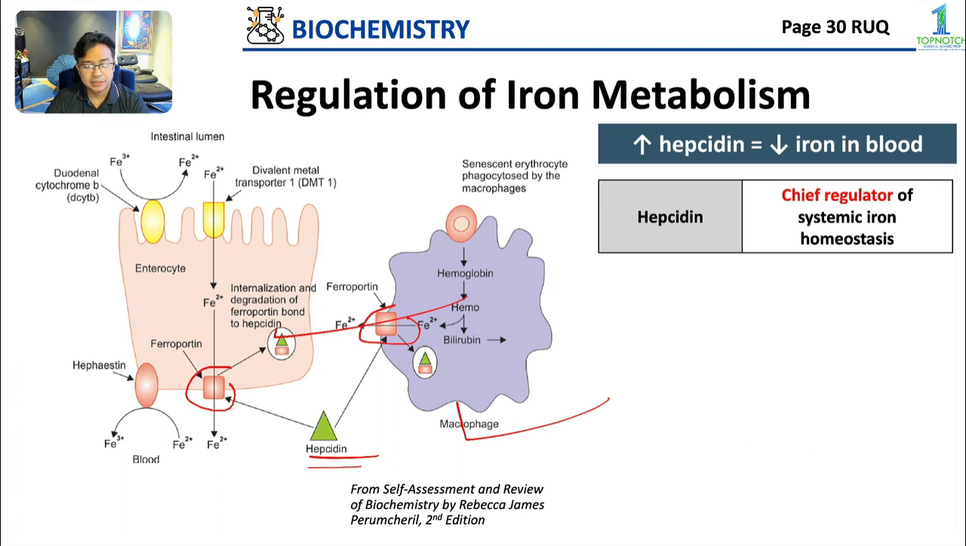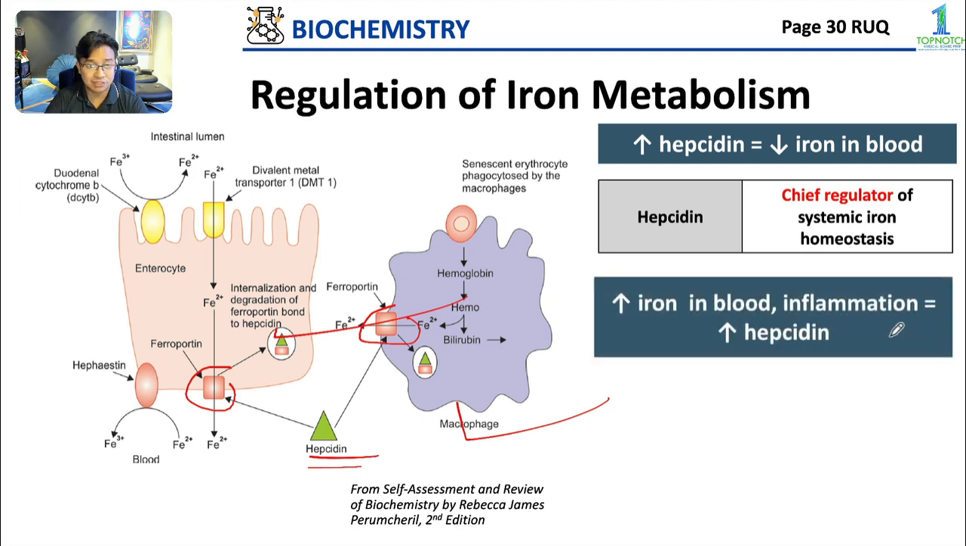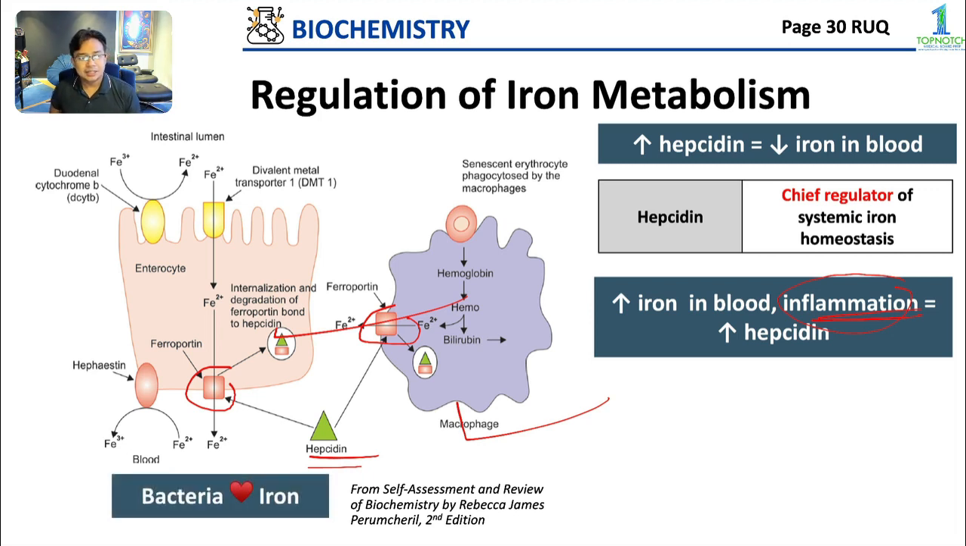Yun yung nangyari sa kanya. And take note guys that hepcidin is actually upregulated when there are high amounts of iron in the blood and in cases of inflammation. Dok, bakit? Bakit kailangan tumaas ang hepcidin during inflammation? Because ang inisip ng katawan mo, if you have inflammation, baka meron kang infection. Baka meron kang bacteria. And bacteria loves iron. Kasi bacterial growth actually rises exponentially in the presence of iron.